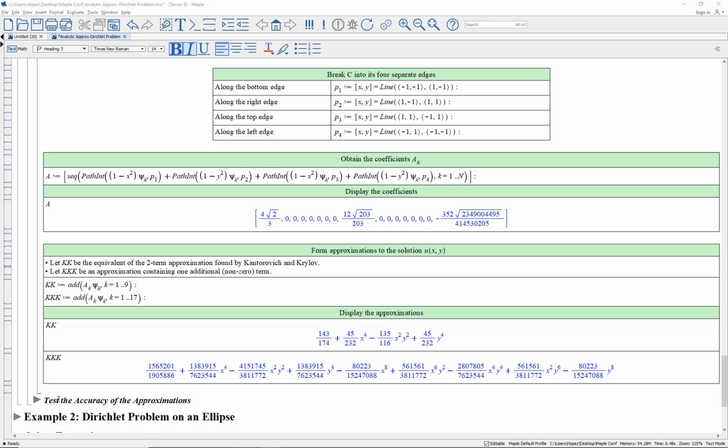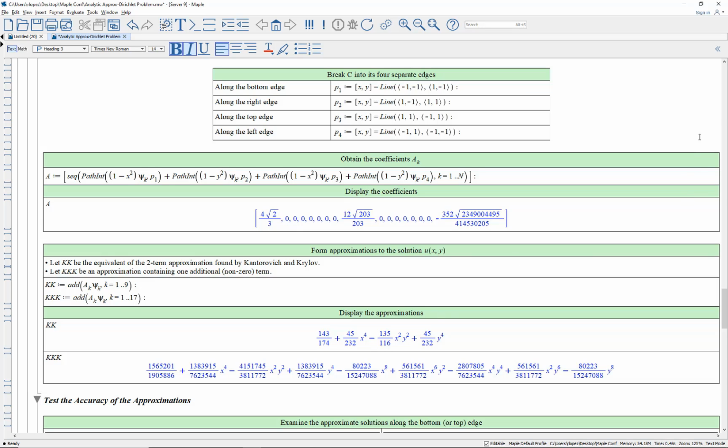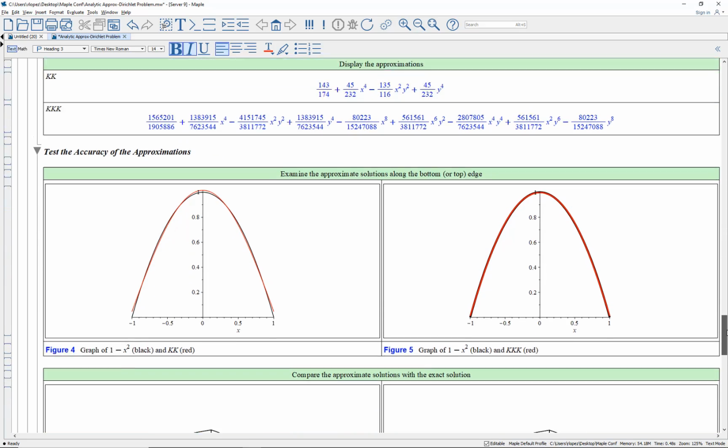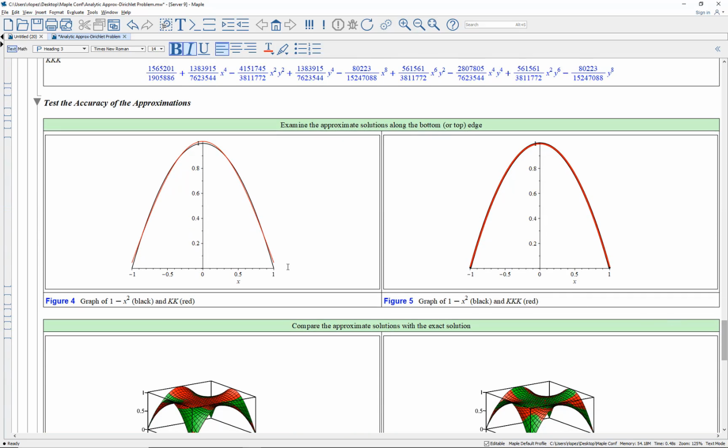Finally, we want to test the accuracy of these approximations. I mean, anything is an approximation to anything else. It's just a question of how accurate is the approximation. Okay, so how did I test the accuracy? So here I look at the two term, here I look at the three term, I look on the edge. For the two term, well, it's close, but it's not perfect. The three term is really good.